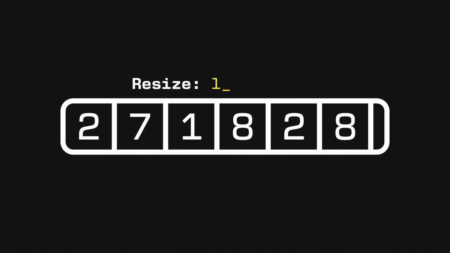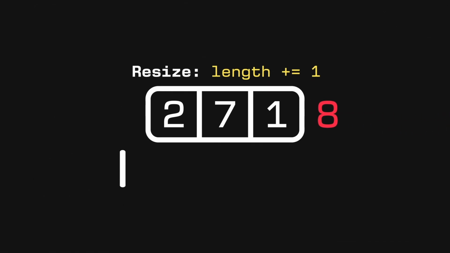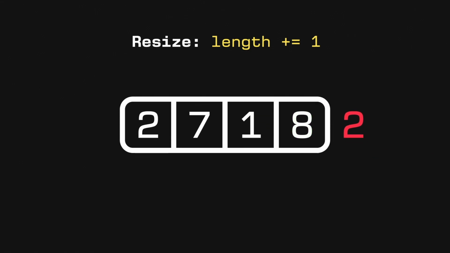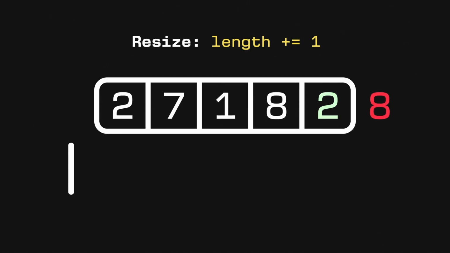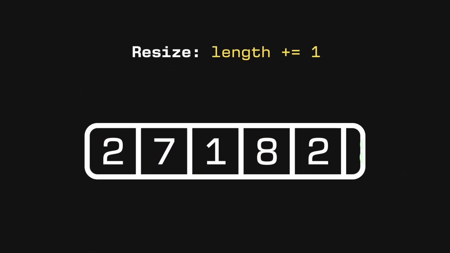Imagine if resizing always increased the length by 1. Once we exceeded the array size, we would need to make a new array, then copy into it. Then we want to add another element, we need to make a new array, then copy into it. One more element, new array, copy into it. The more elements we have, the slower this will get.